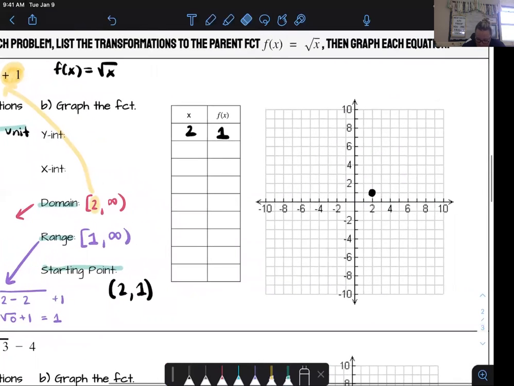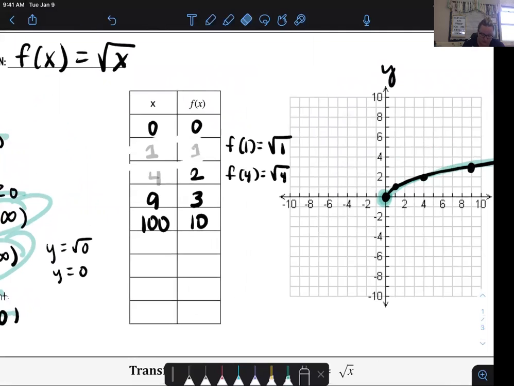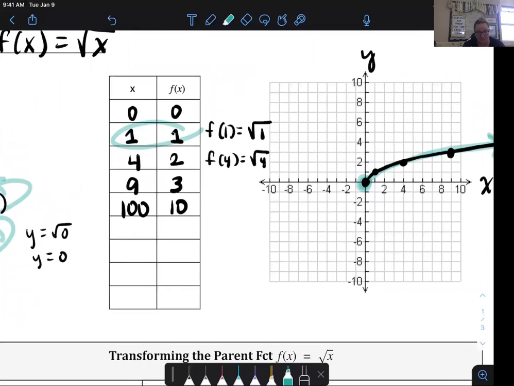And we need to find some other points on this graph. There's a couple ways we can do that. We can use the points that we found for the parent function, take 1, 1 and just shift it up 1 and right 2. We could do the same thing with 4, 2 and 9, 3. We'll just take these points from the parent function and shift them up and to the right. Or we can find more points mathematically.